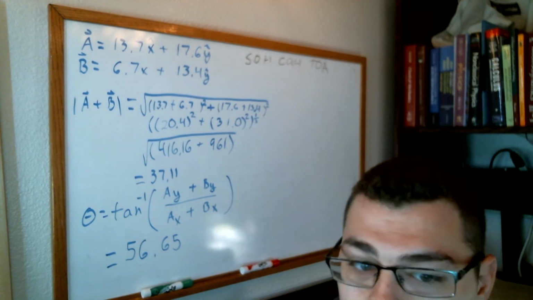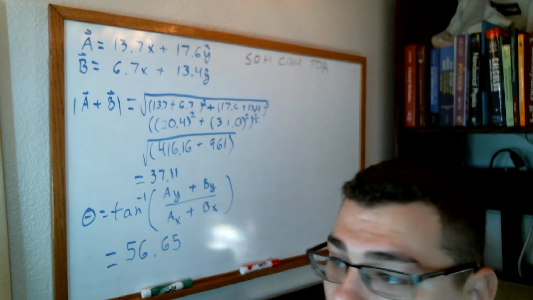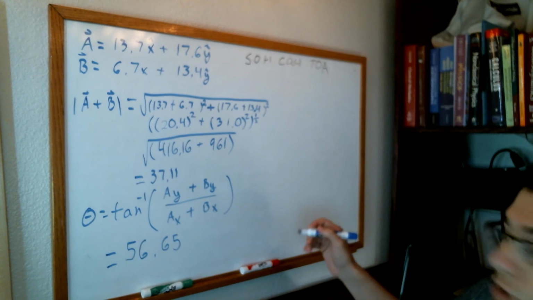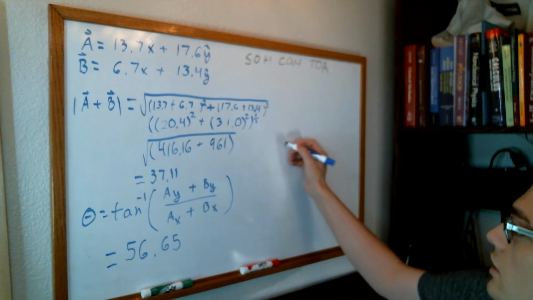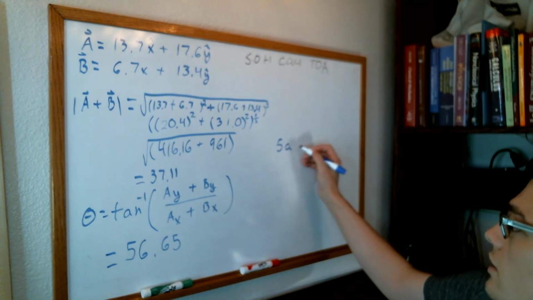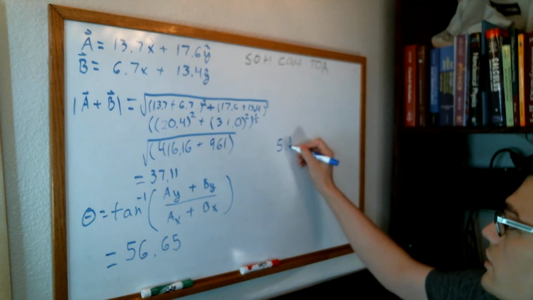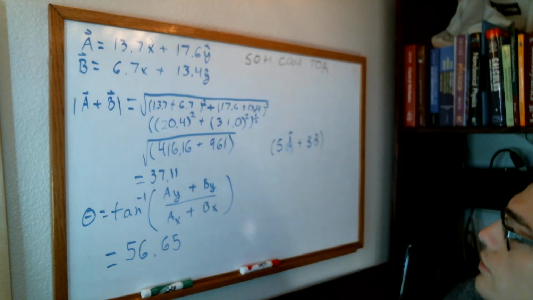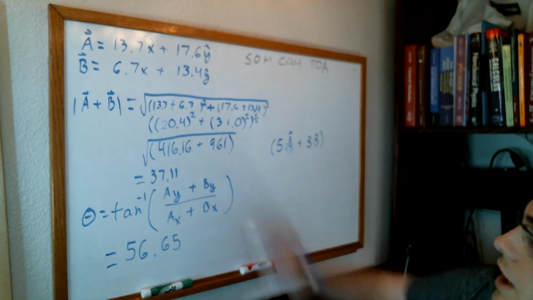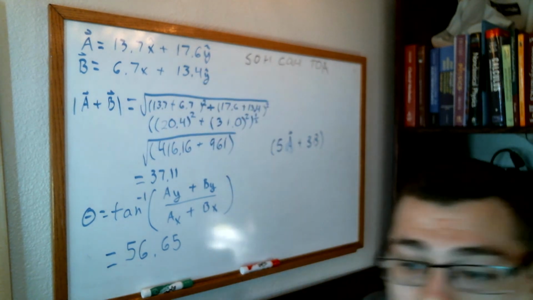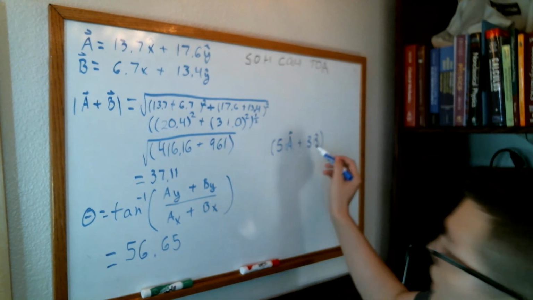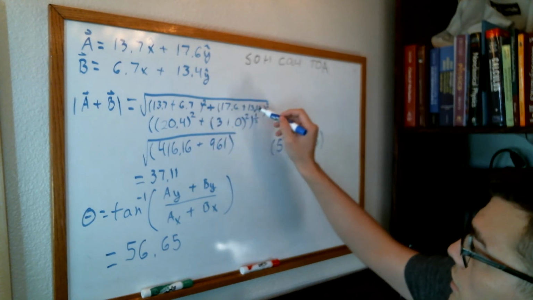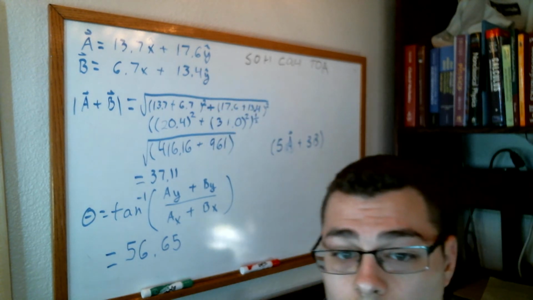Okay, last thing for this problem, I want to clarify: say you have some extra operation going on. Like say we had 5A, gotta be capitalized, plus 3B. So what you would do is insert a 5 next to the A components underneath the Pythagorean theorem, and a 3 next to the B components in this Pythagorean theorem here.